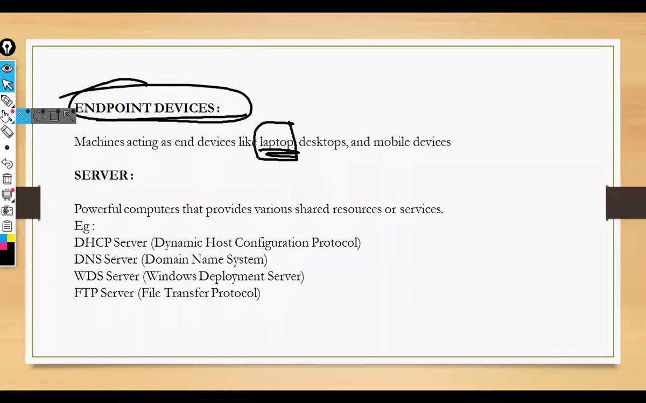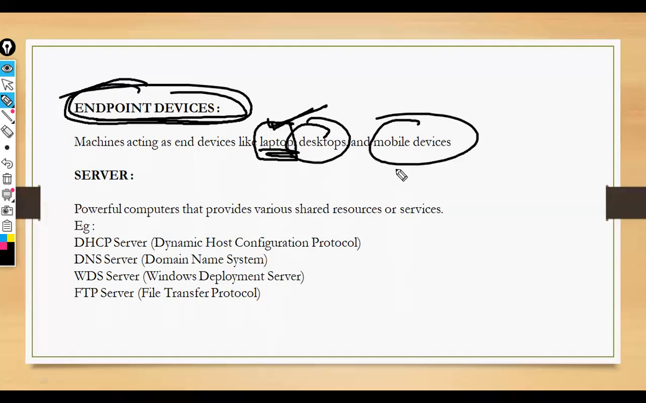So guys, now endpoint devices. You have the edge devices or the end devices, which are the laptop, desktop, mobile devices, etc. Now, you have another endpoint device which is called a server.